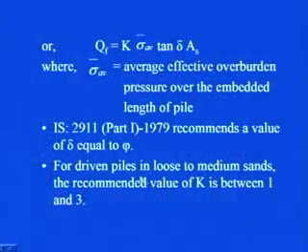For driven piles in loose to medium sands, the recommended value of K is between 1 and 3. You must be thinking why the value of K is quite high in this case. You see, when we were discussing active and passive earth pressure theories, we saw that in the active condition, the coefficient of lateral earth pressure was much less as compared to the coefficient of lateral earth pressure in the passive condition.